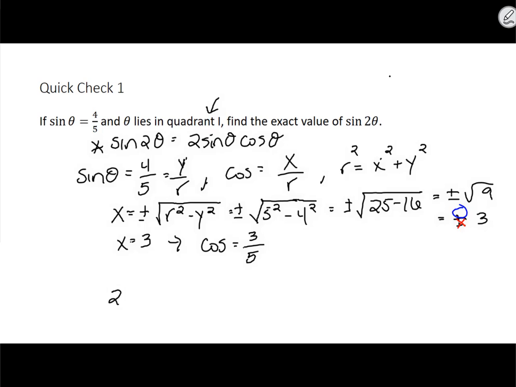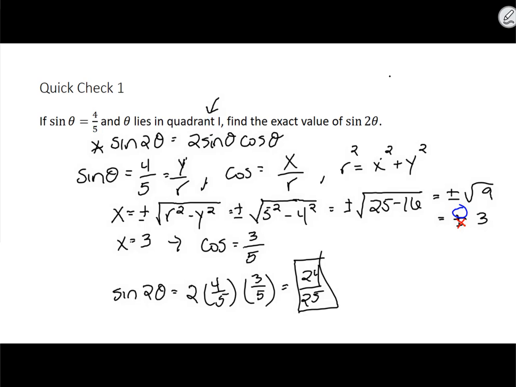So sine of 2 theta, whoop, my brain went ahead of me there. Sine of 2 theta equals 2 sine theta, but we said sine theta was 4/5, times cosine theta, but we said that cosine theta was 3/5. Okay? So now we can multiply those out real quick. 4 times 3 is 12, times 2 is 24. And then 5 times 5 is 25. I can't simplify that, so my answer is going to stay 24 over 25.